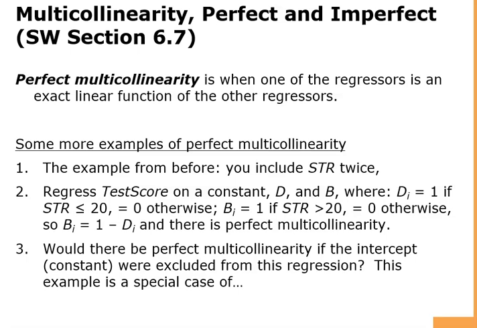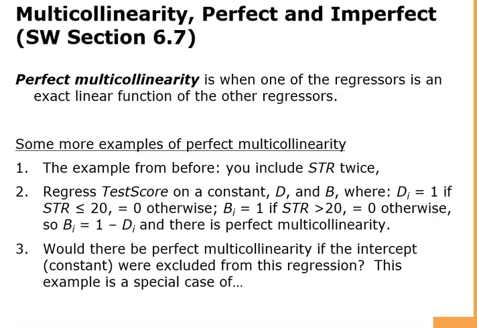So once again, coming back to what perfect multicollinearity is, it is when one of the regressors is an exact linear function of the other regressors. The example from before is that you include student-teacher ratio twice in the regression equation. In that case, the student-teacher ratio is exactly explaining the student-teacher ratio, which was added the second time around. So it will basically give us the case of perfect multicollinearity.